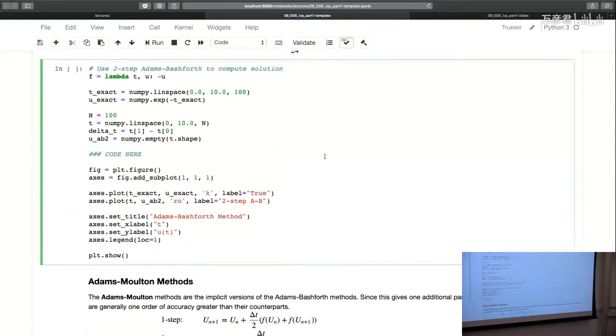OK, so for the first coding piece here, I want you to take some time and try to code up the Adams-Bashforth two-step method. Then we'll do it, and then I'll do the Adams-Moulton method as well down below. We'll do all that together. So take a little bit of time, look through these methods, and think about how you get it started, how you get these first points, and why you might want to choose one method over another. I'll give you a couple of minutes for that.